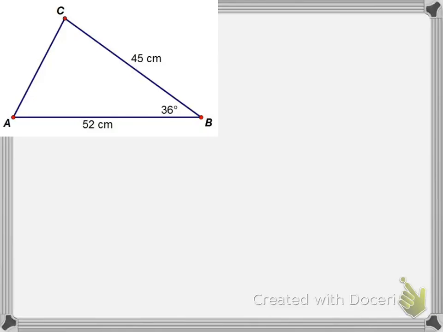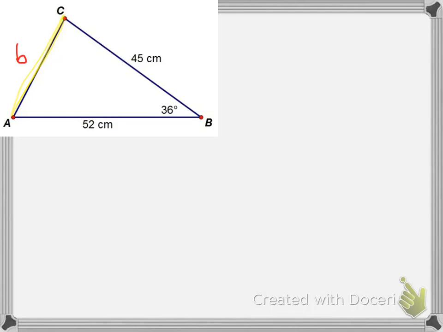Example 9 wants you to find the length of AC. I want you to find this right here. Okay, so we need AC. And since that's across from B, we're going to call that little b. This is what I want, little b right here.